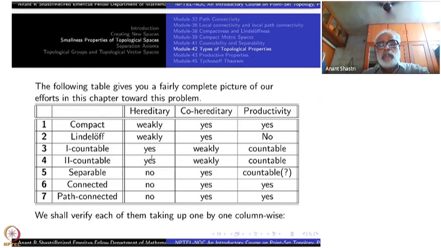Okay. So let us look at compact spaces. You already know that a closed interval is compact, but the open interval is a subspace, it is not compact. So compactness is not hereditary. On the other hand, you have also proved that every closed subspace of a compact space is compact. We have already proved such a thing, right? So that means it is weakly hereditary. Exactly the same thing goes for Lindelofness also. Every closed subspace of a Lindelof space is Lindelof, right?